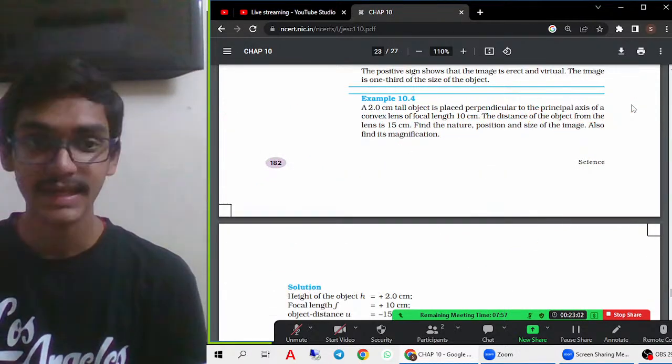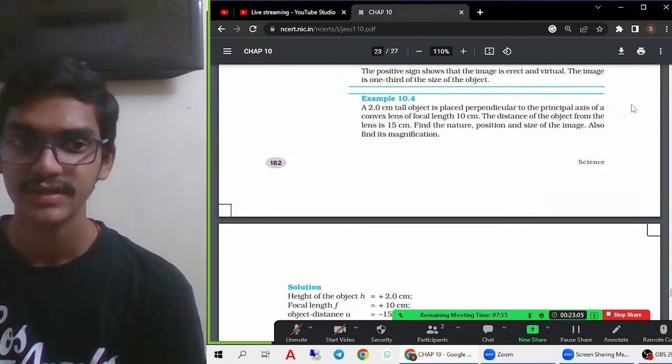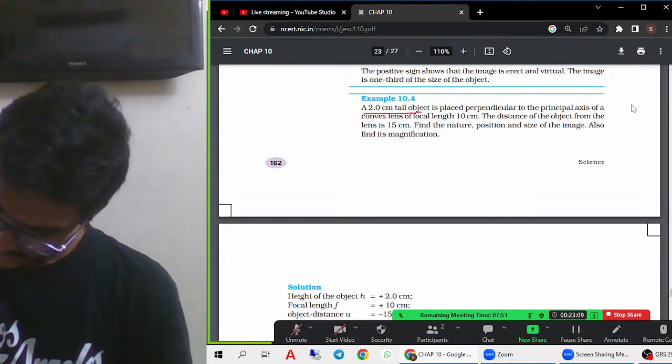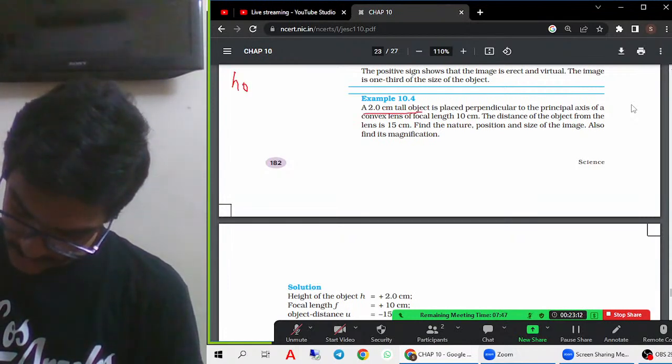Now let us see the next question. The next question we are focusing on: here they give a 2 centimeter tall object. So that means the height of the object is 2 centimeters.